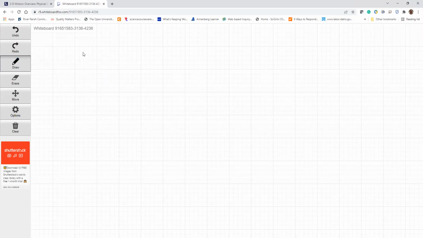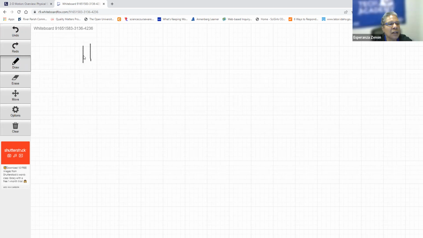I appreciate it. Okay, so let's talk about the horizontal motion for our projectile. And I apologize for the quality of my penmanship, but this is because I have to use the mouse to draw on this, okay? So let's talk about the horizontal component of the projectile's motion. Remember, we're dealing with a projectile here.